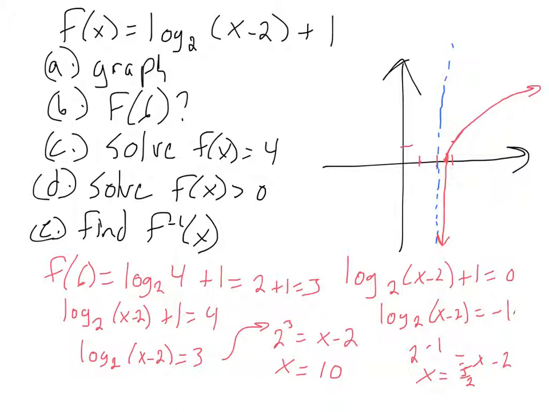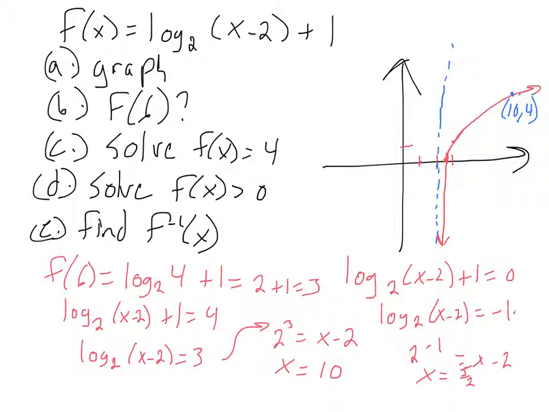And so that means it goes through the point (10, 4), right? So the point (10, 4) is like somewhere up here, because it has to go through that point if f of x equals 4 has a solution of 10. So that's the graphical implication of the solution of f of x equals 4.